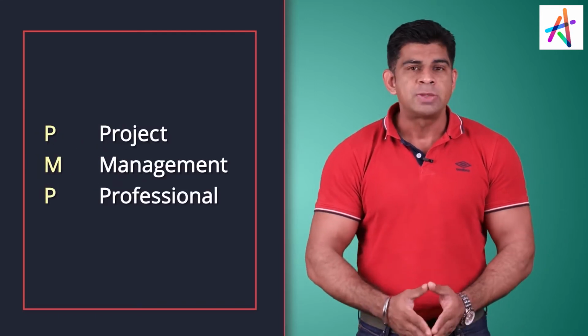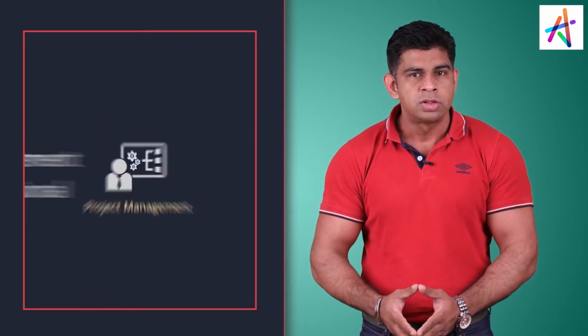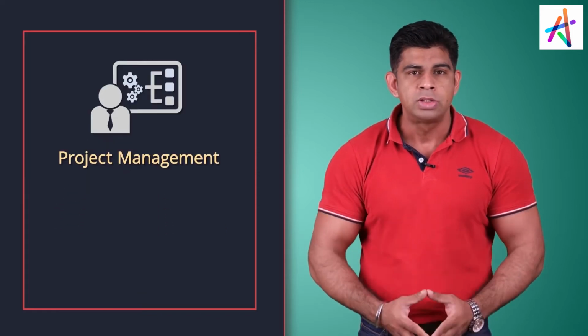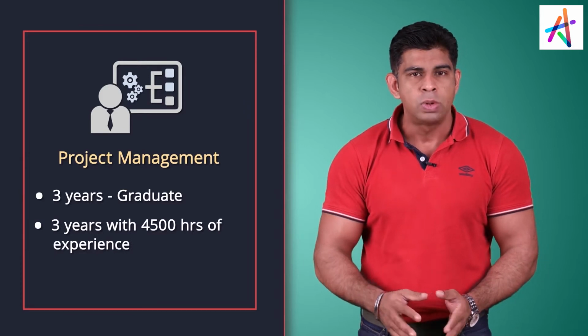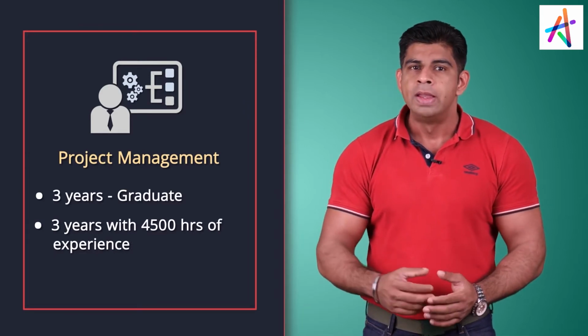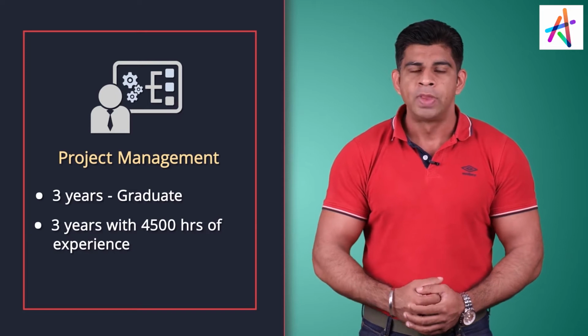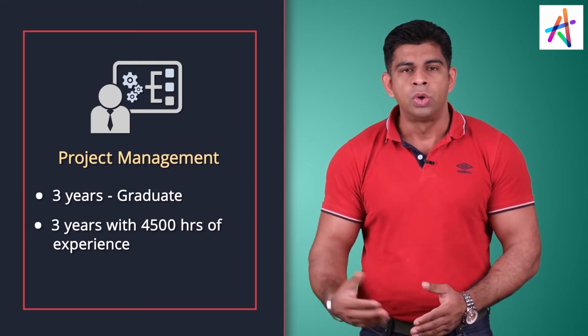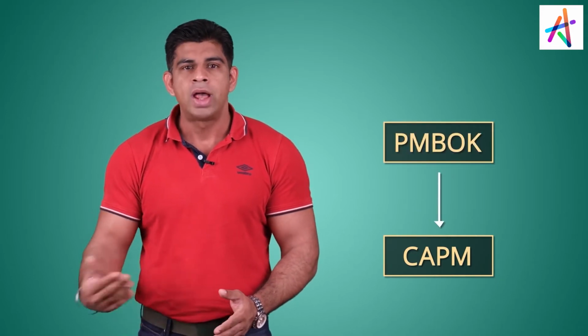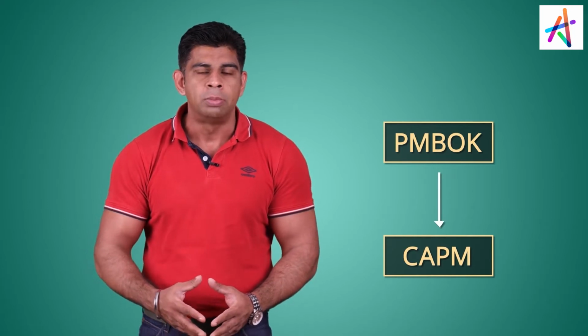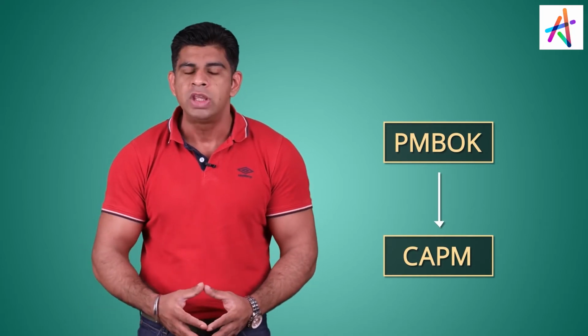If you have experience in project management, bare minimum 3 years, that means you should be a graduate. And if you've got 3 years of project management experience with 4,500 hours of experience, then only you can do PMP. Otherwise, you need to go for CAPM, which is pretty similar content coming from PMBOK, but that is for a person who has not completed the eligibility criteria in terms of the experience. Why do we have that eligibility criteria? Is there a reason behind that?